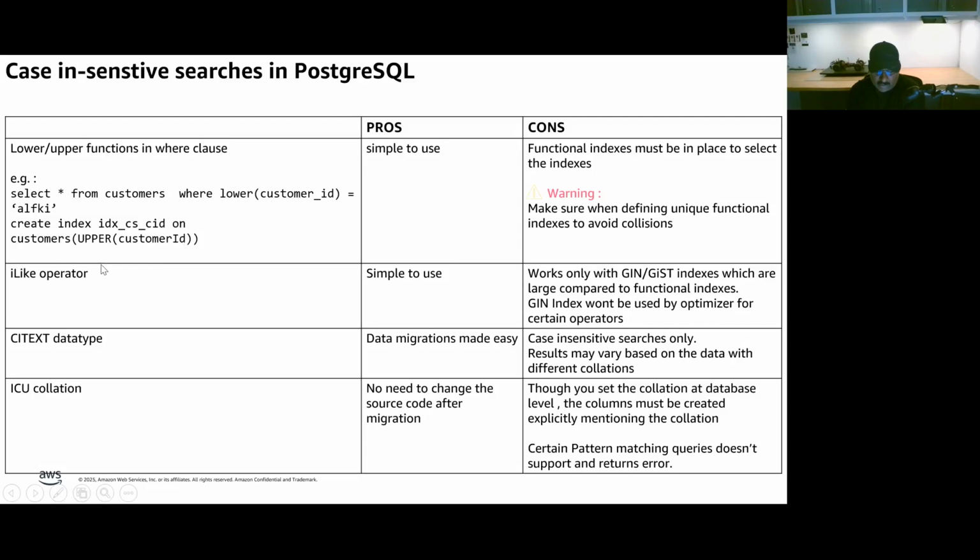So here you can use a function, as in create index on customers lower customer ID, lower or upper, whatever function you use, you pass it on to your select statements. Then it actually uses the index. Along with this, you can also use ILIKE as an operator, but pay attention to this. ILIKE works only with GIN or GiST indexes, because ILIKE won't use our regular B-tree index. You have to create a GIN or GiST index.